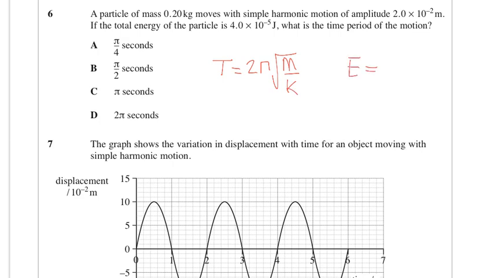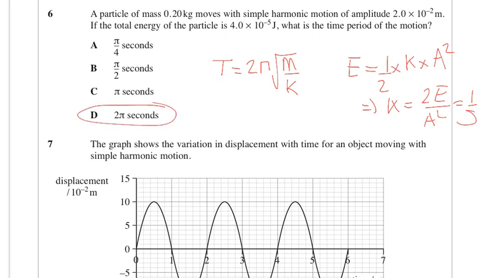So the energy stored in the spring at the amplitude would be half k times the amplitude squared, which would be the total energy there. So from here we can get k is going to be 2E over a squared. So 4 times 10 to the power of minus 5 times 2 divided by 2 times 10 to the minus 2 squared, which is a fifth. If we plug that into the equation, 0.2 divided by the answer gives you 1. The square root of that answer is 1, times 2 times pi gives you 2 pi seconds, which is answer D.